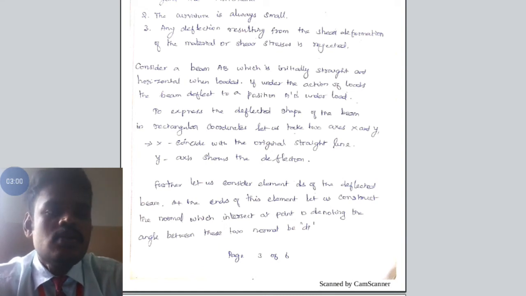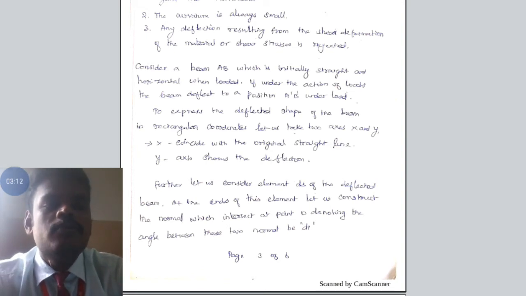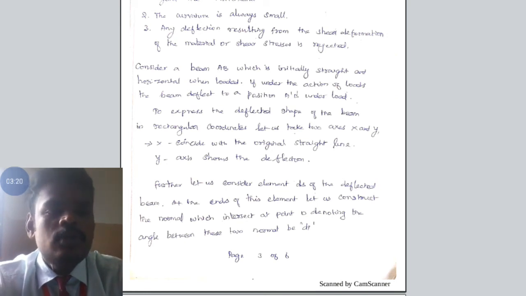Once the external load is acting on the beam, some amount of lateral deflection occurs in the beam. It is in the downward direction. With respect to the horizontal position, how much deflection has occurred in the beam, that is the matter. In order to calculate that particular deflection, we have to use some special equations.